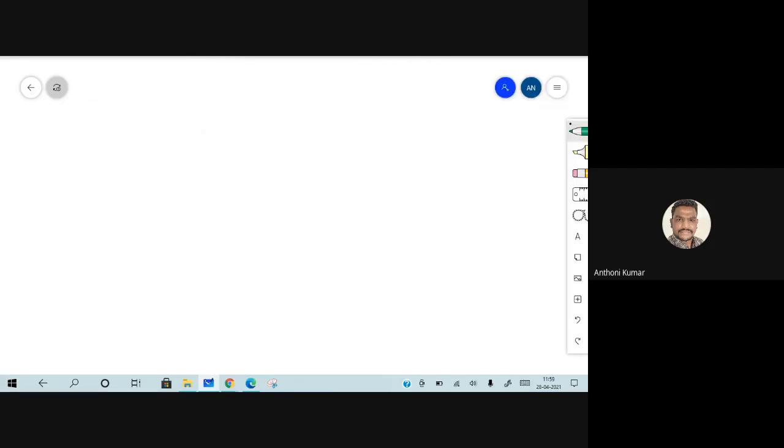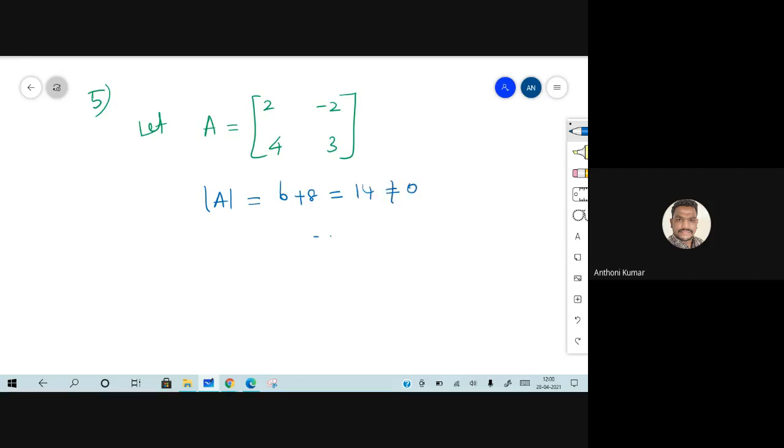So we are going to start with the fifth problem. Let us take the given matrix as A. Tell me what is the given matrix? They are asking whether its inverse exists or not. How can we ensure whether its inverse exists? We have to find the determinant value. Come on, tell me what is the determinant value? 6 minus of minus, it's plus 8. What is the answer? 14. So 14 is not equal to 0, therefore A inverse exists.